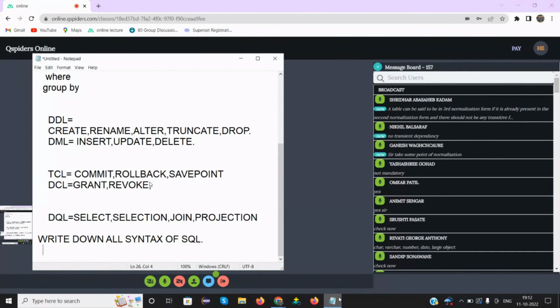So like that. They may ask what the normalization forms are. Choose any one of them and look for that. So first NF, second NF, third NF, and BCNF. These are the normal forms.